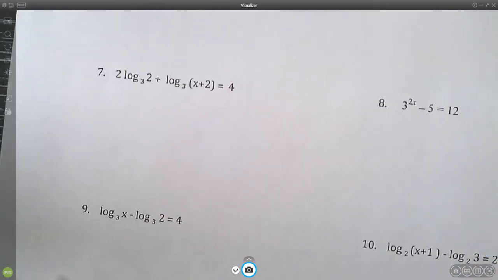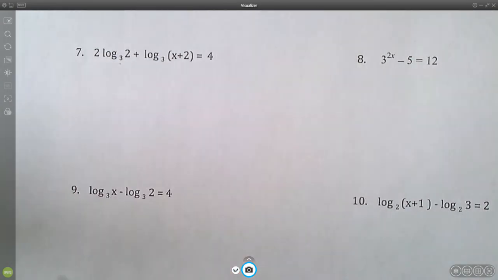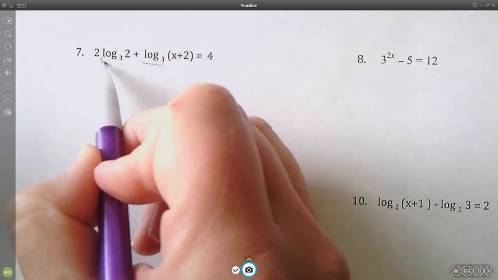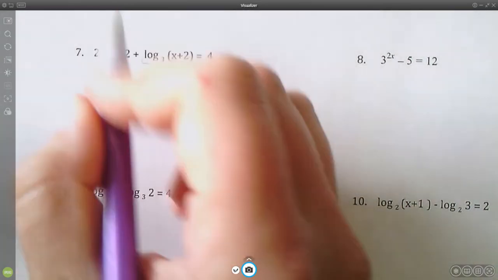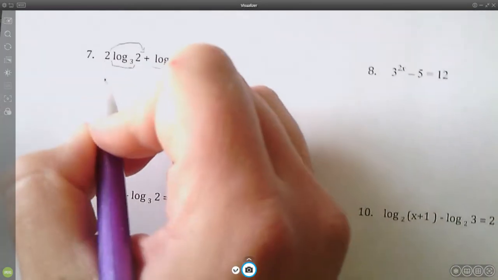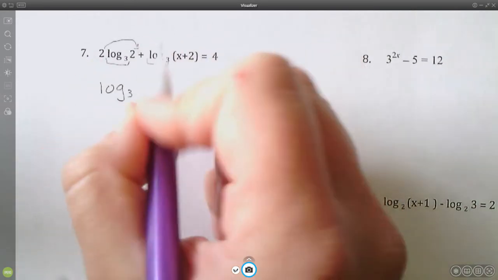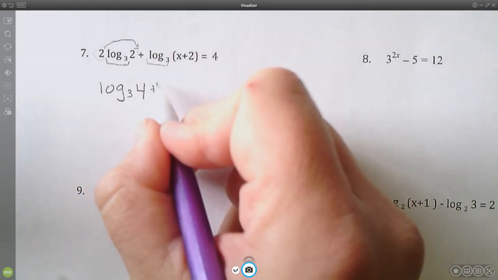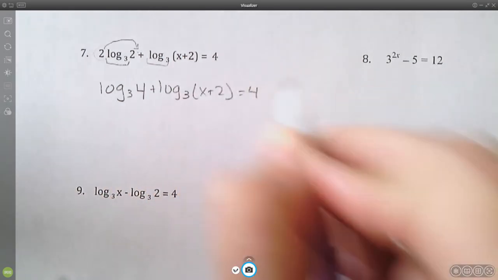All right, number 7. So right away we see that there's 2 logs. So if there's 2 logs, we know we're going to have to condense them to make it a single logarithm. So we do have log base 3 and we have log base 3. But we also have this 2, so we need to move this 2 up top here. So we're going to have log base 3 of 2 squared, which is just 4, so I'm just going to write 4. And then we have plus log base 3 of x plus 2 equals 4.